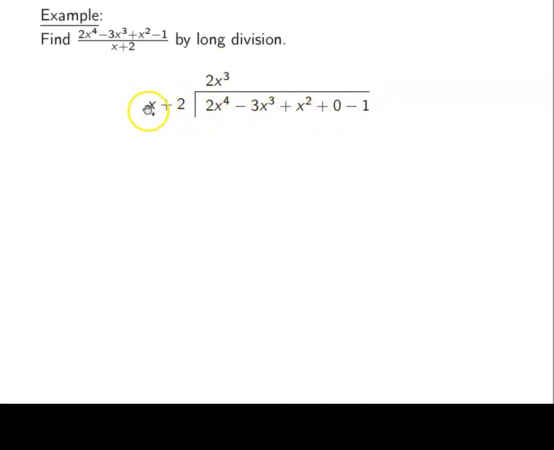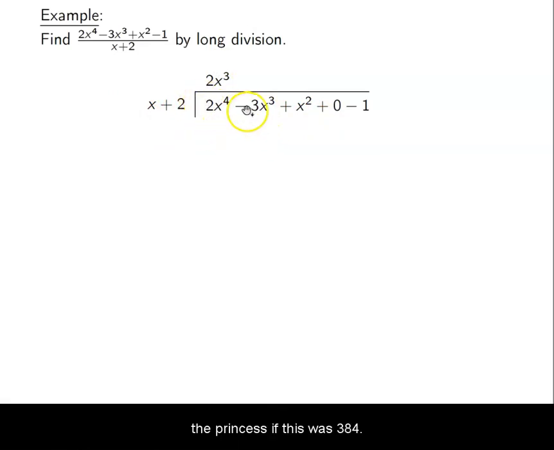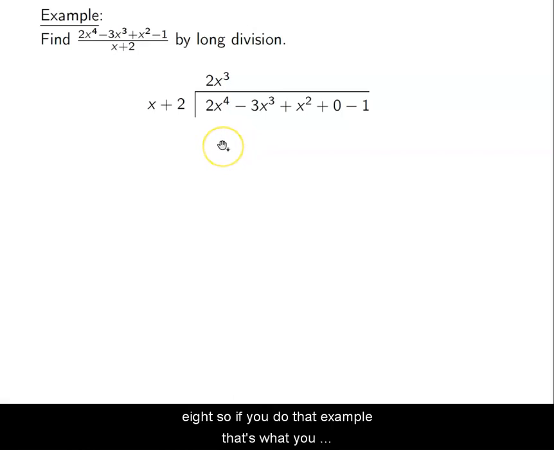So that's a hypothetical. We're starting with a nice example, so don't worry about that right now, right? So again, x times 2x cubed would give me 2x to the 4th. Normally for a regular number, I would take this number times whatever number I have dividing, and it would go under. So for instance, if this was 3, 8, 4, and 5, I would have a 1 on top, and then 1 times 5 would put a 5 under the 8. So if you did that example, that's what you would be seeing right now, right?